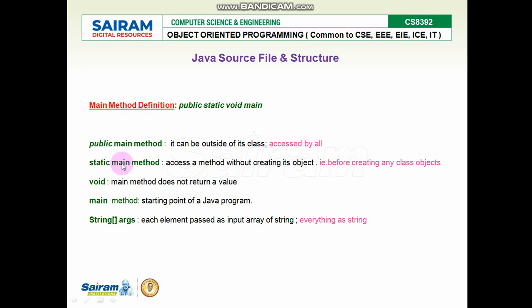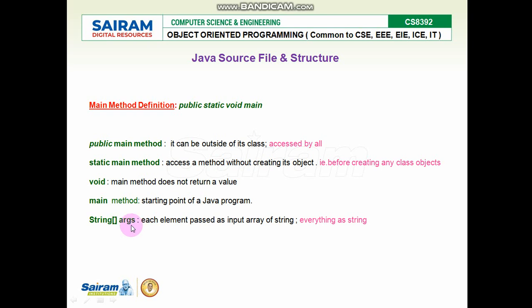Then static. The main method is always static because the main method can be called without creating an object. Before creating any class objects, the main method can be called. That is the starting point of a Java program. That is why the main method is static. And next is void. The main method does not have any return value. That is why we are giving void. And the main method is the starting point of any Java program, as I said already.